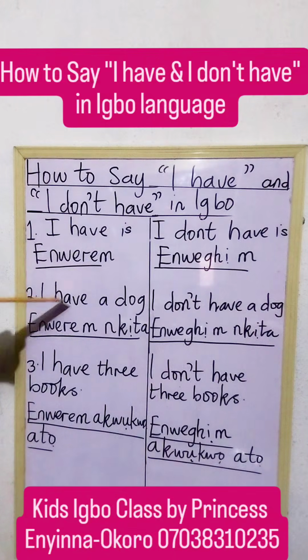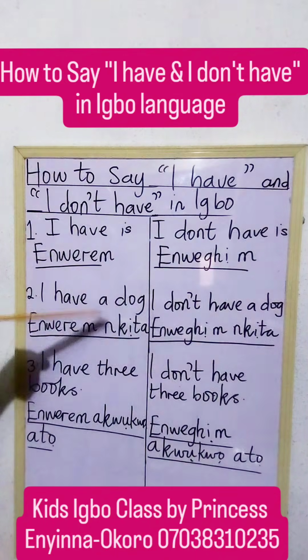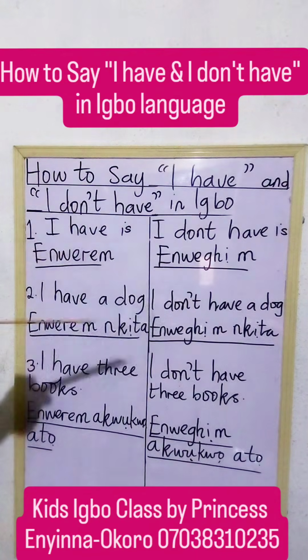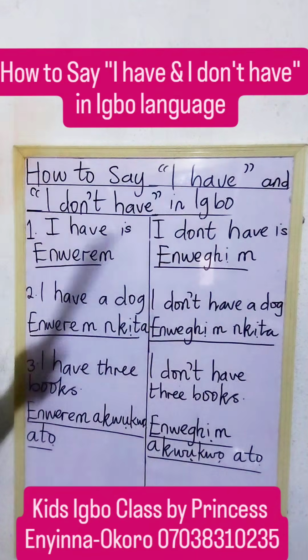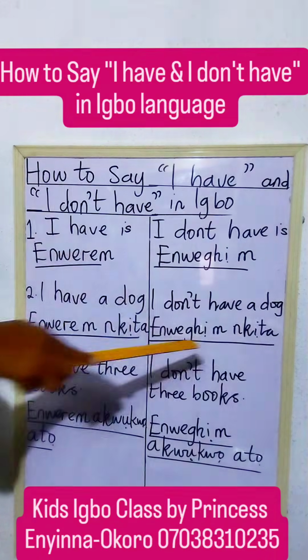We have here, I have a dog, which would be enwerem nkita. Enwerem nkita. Now I'm going to ask a student to tell me how to say I don't have a dog. How do we say I don't have a dog in Igbo? Enwegim nkita. Good job. Enwegim nkita.